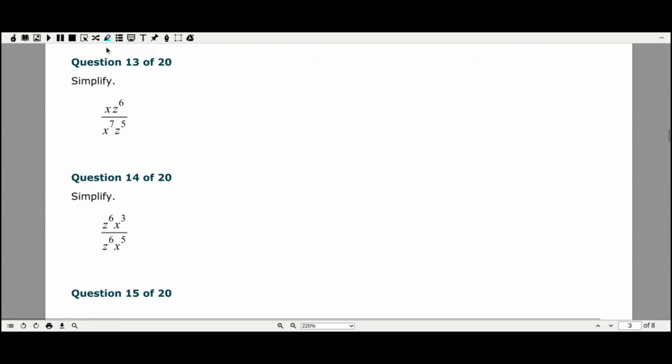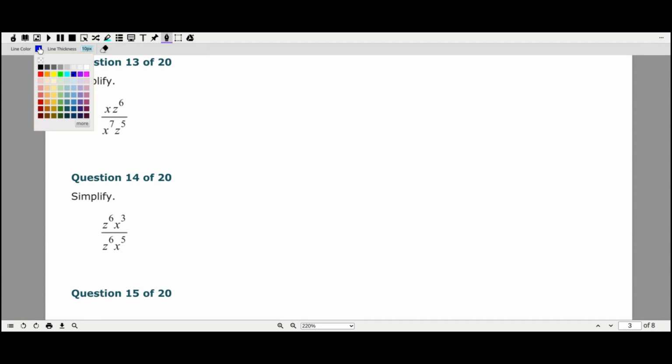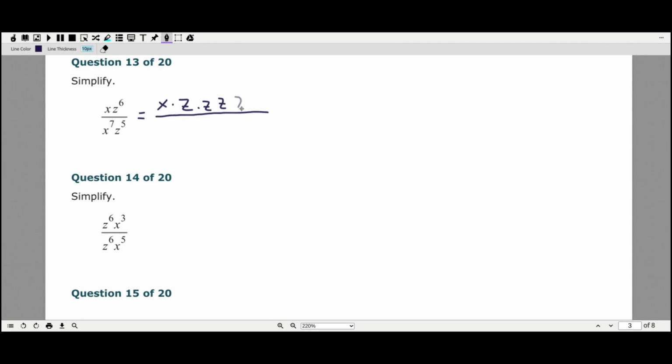Number 13. All right, number 13. We have this. What I can do is x times x, 6 times. And over here you have x times x times x, 7 times. Right. 6, 7. And z to the fifth power.